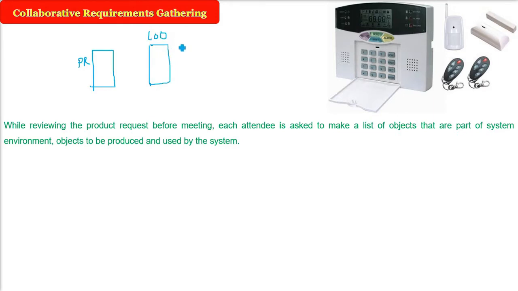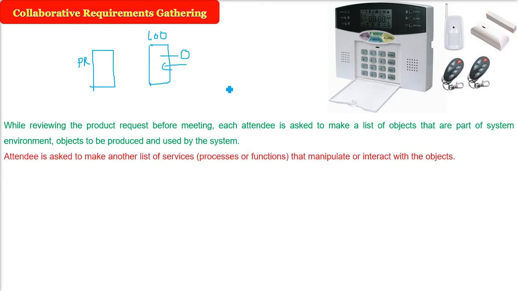because you know the system, or you are anticipating a system. What will be the list of objects? I'll tell you examples of all these, but let us understand first that 3 lists are to be produced. That is the list of objects. Then they will be asked to make another list. The list will consist of services.